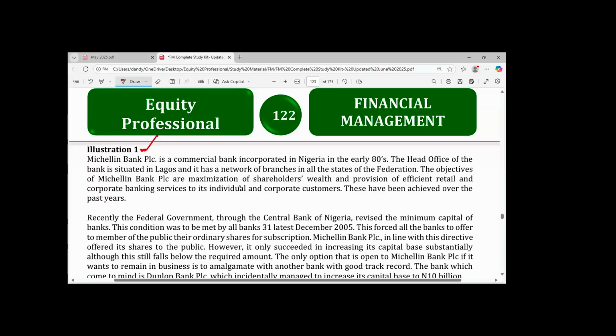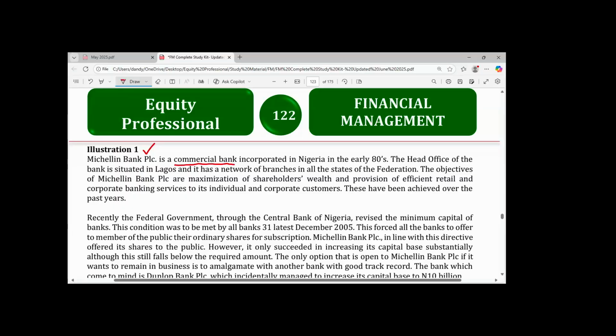All right, sir. Illustration 1. Michelin Bank PLC is a commercial bank incorporated in Nigeria in the early 80s. The head office of the bank is situated in Lagos, and it has a network of branches in all the states of the Federation. The objectives of Michelin Bank PLC are maximization of shareholders' wealth and provision of efficient retail and corporate banking services to its individual and corporate customers. These have been achieved over the past years.